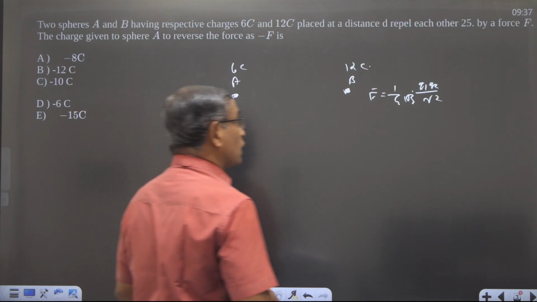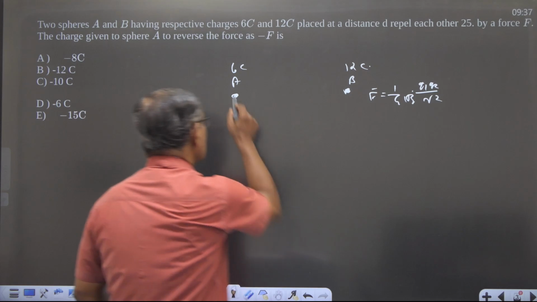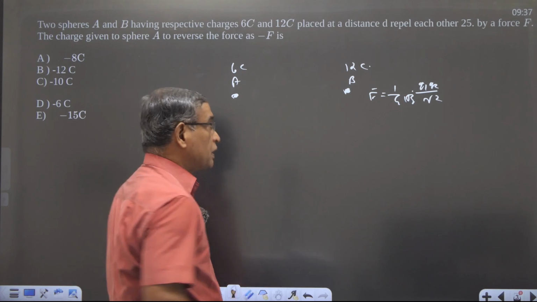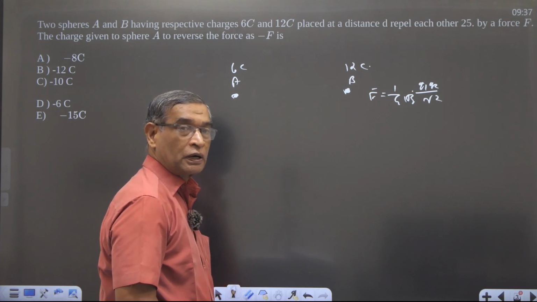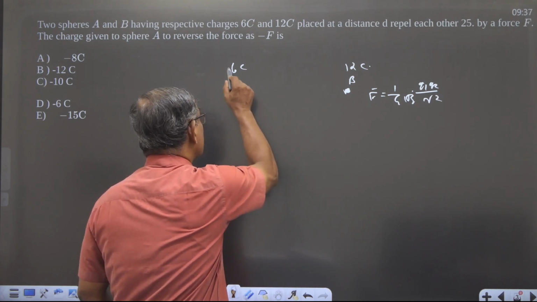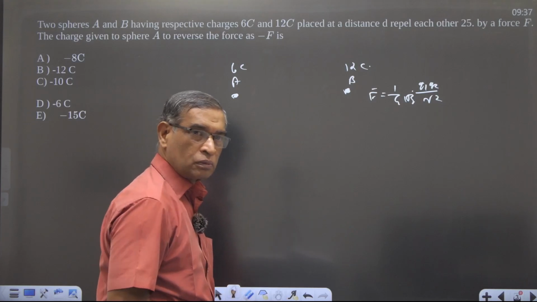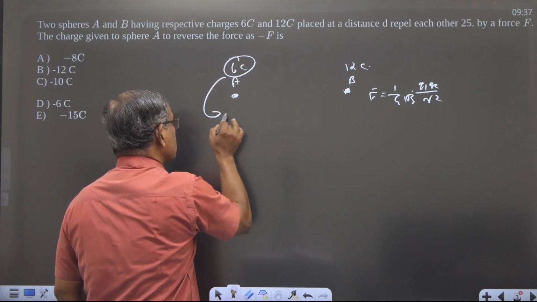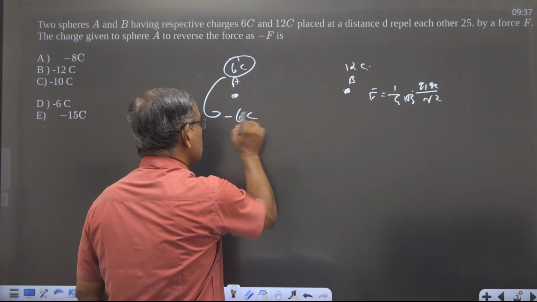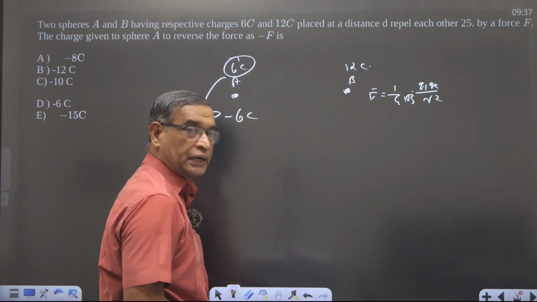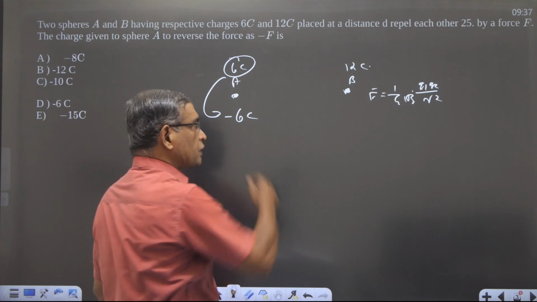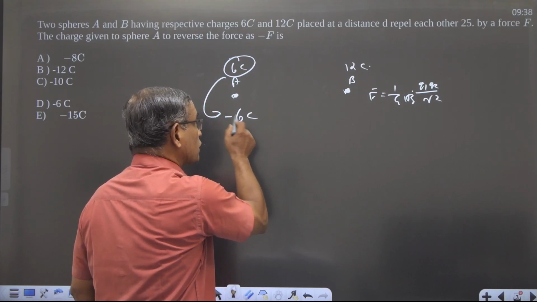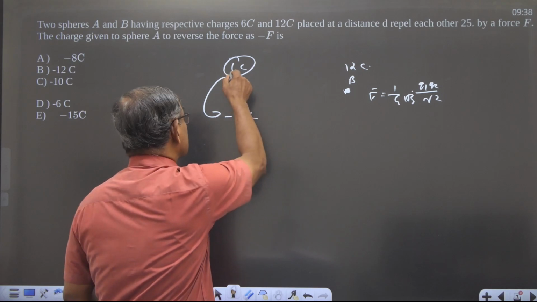Now for the force to have the same magnitude, the charge on A must be the same in magnitude, but it is said that the force is minus F. So, that means this plus 6 must be changed into minus 6 coulomb. Then the magnitude is the same, but the force is attractive. Repulsion is positive, attraction is negative. So it becomes negative. Now plus 6 becomes minus 6.